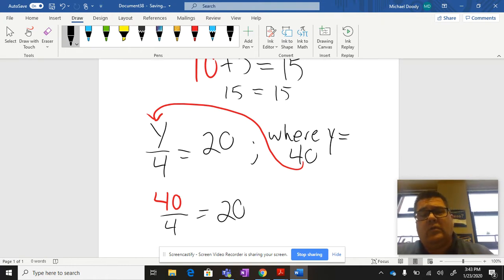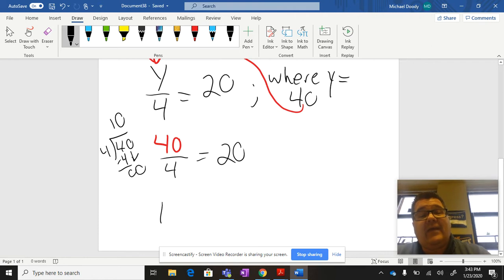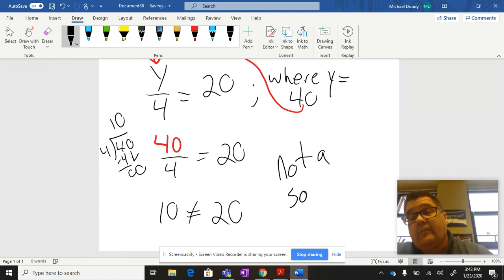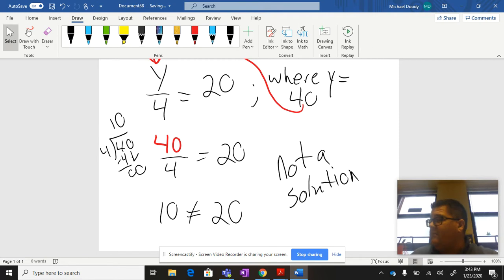So I could do a little bit of work over here and say, okay, 40 divided by 4. 4 times 1 is 4, so subtract that out. Bring down the 0. 0 divided by 4 is 0. So my solution is 10 and 20. 10 does not equal 20. So up at the top where it says where y equals 40, I would say this is not a solution. Okay, so that's pretty much the gist of 11.1.